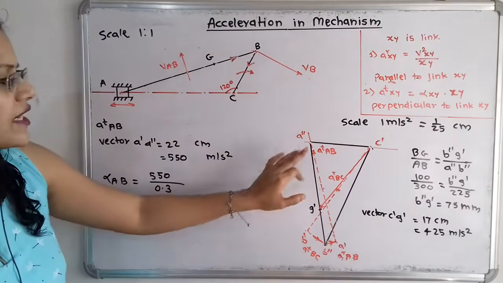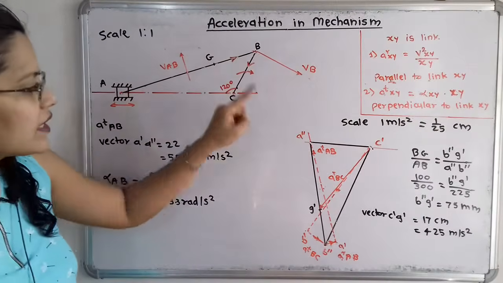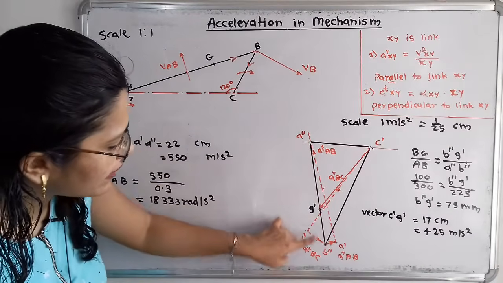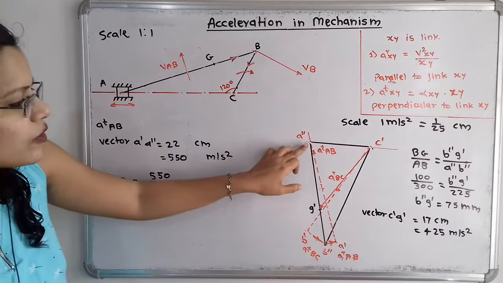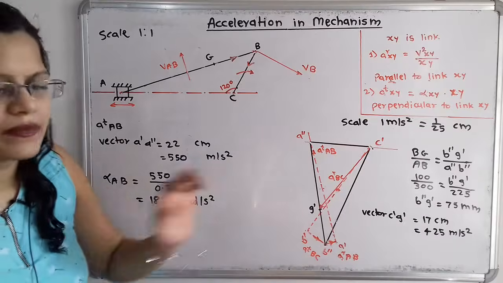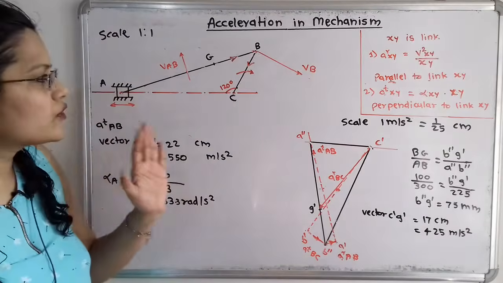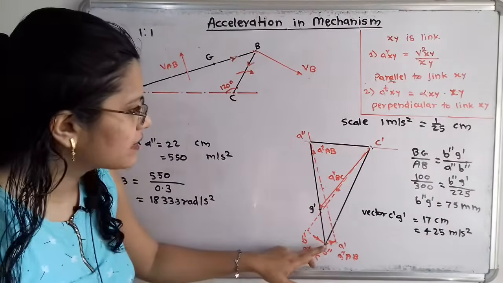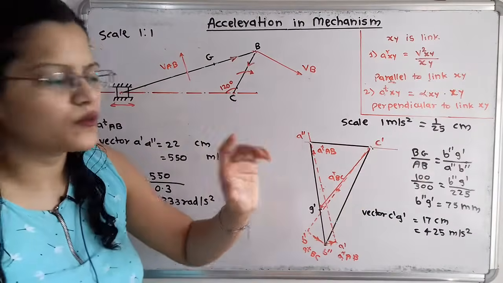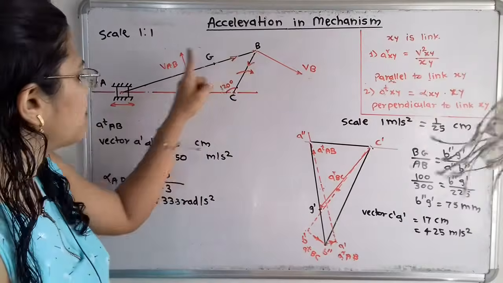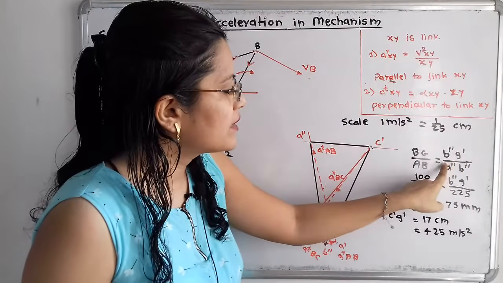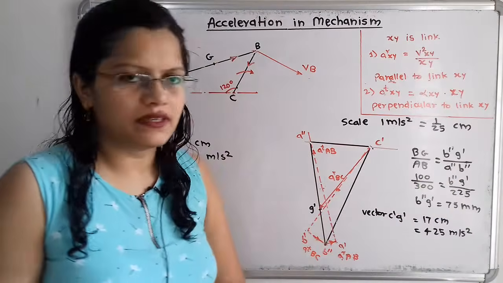So if we observe here, for this AB there is the acceleration, or we can say vector A double dash to B double dash. So we have to measure this distance A double dash to B double dash. And now we don't know what is the distance in between this B double dash to G dash. So here we have to write one formula, that is BG divided by BA is equal to B double dash G dash divided by A double dash B double dash.